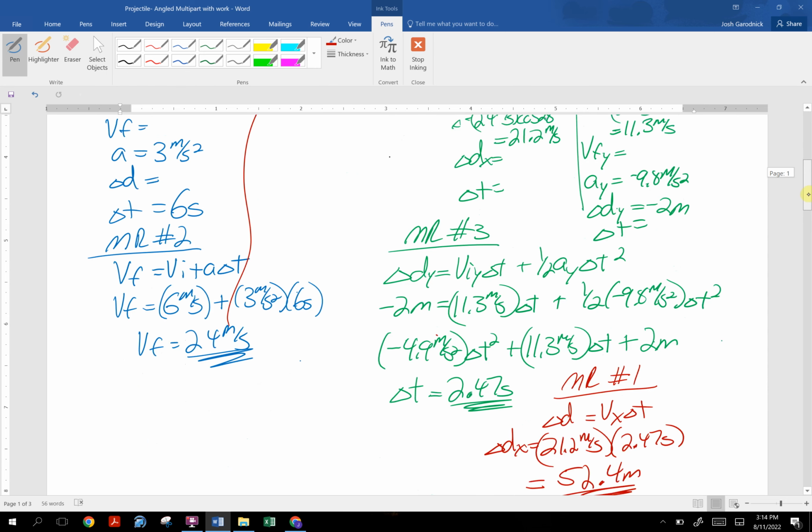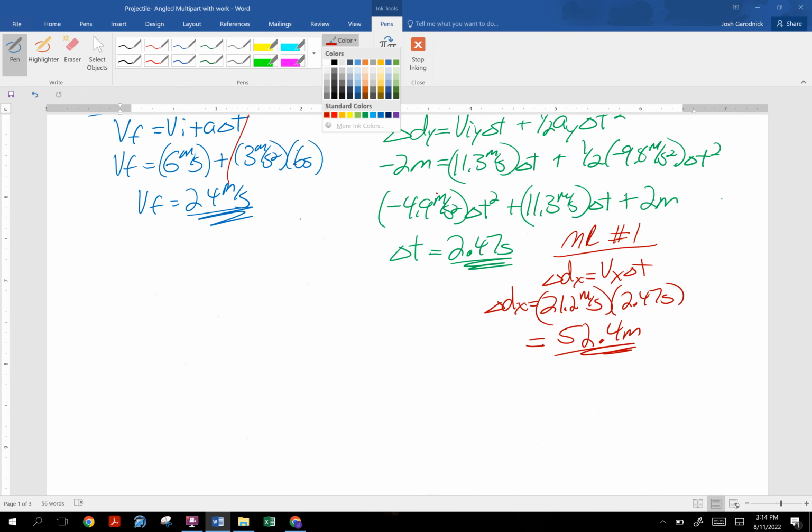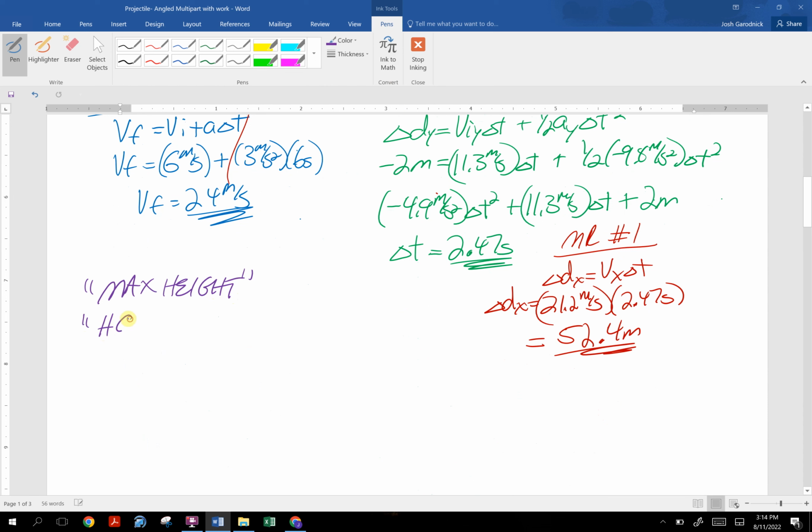All right, and the final question here is maximum height. At this point in your physics game, when you hear that phrase, max height, what is its maximum height above the ground? Or how high will it travel? Those two phrases mean one thing. The final vertical velocity is 0.